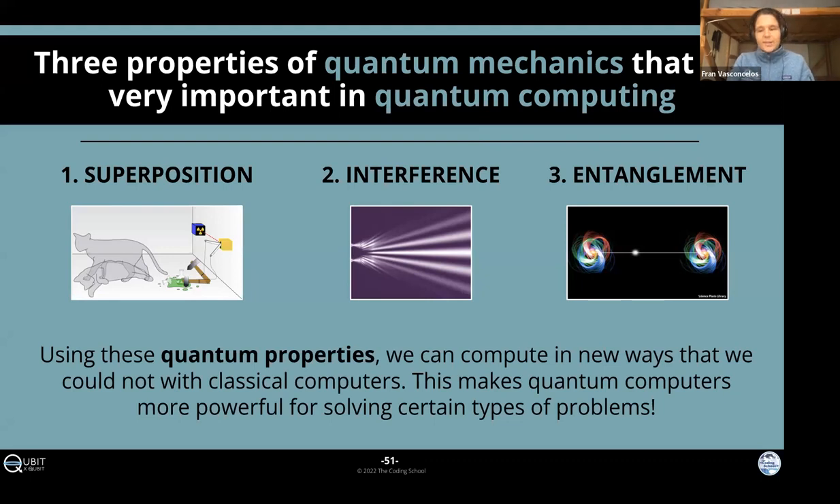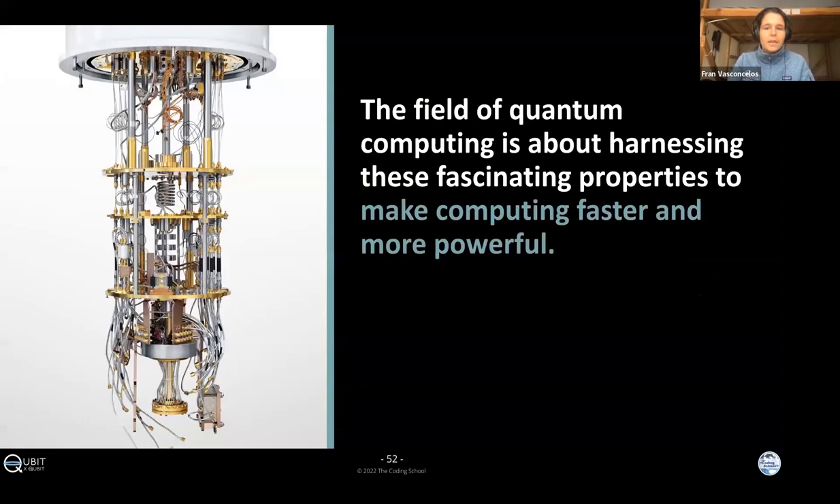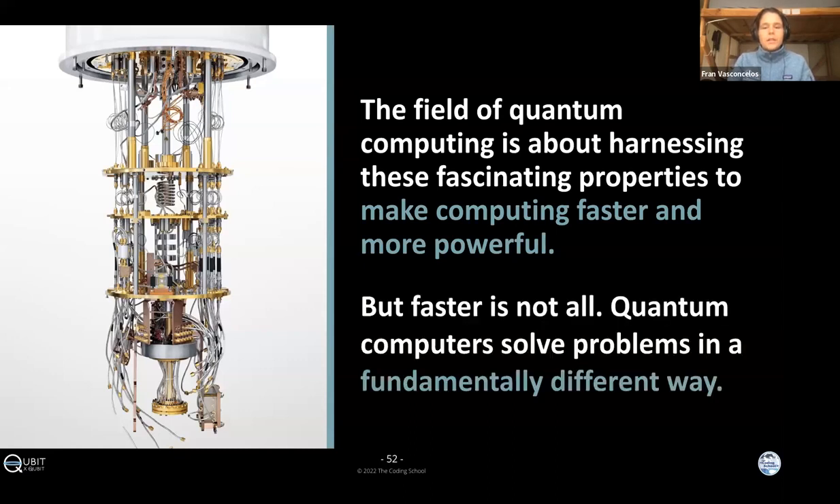So yeah, this is just summarizing what I just said. The goal with quantum computing is to harness all of these fascinating properties to make computers faster and more powerful. And speed is an important thing in computing, right?